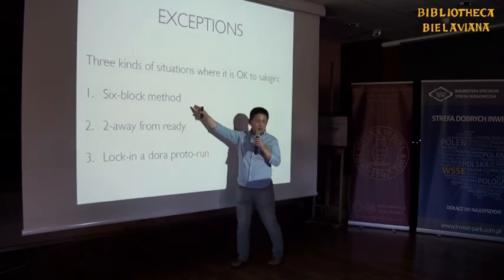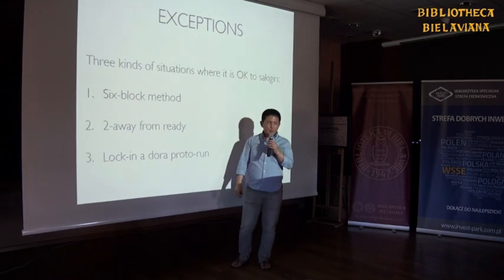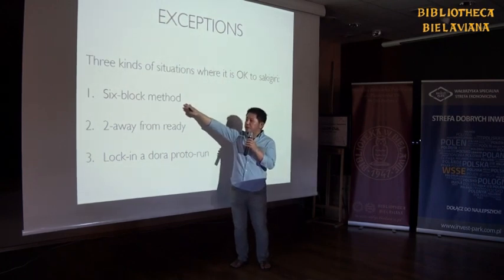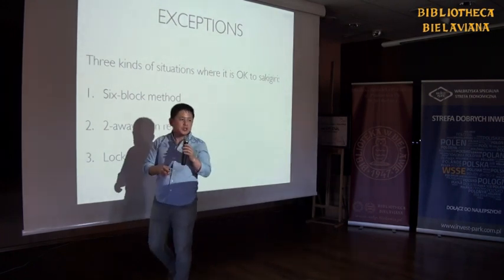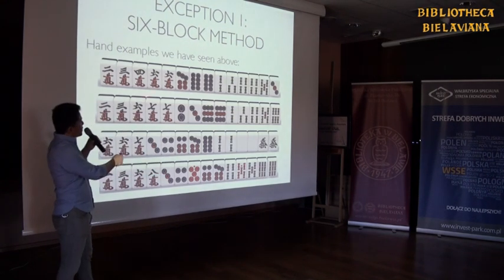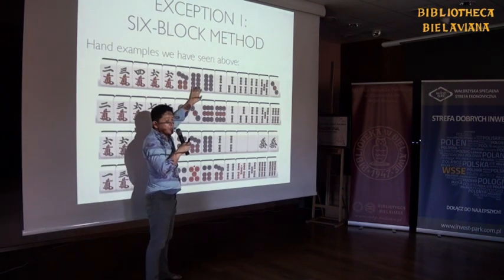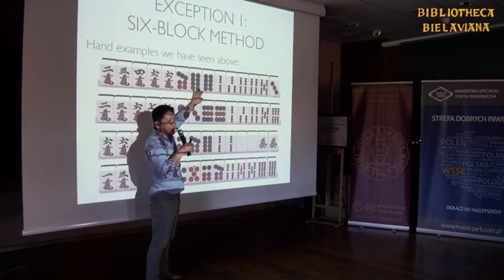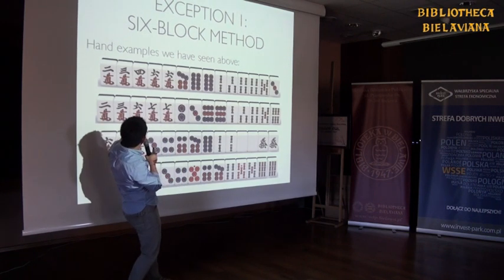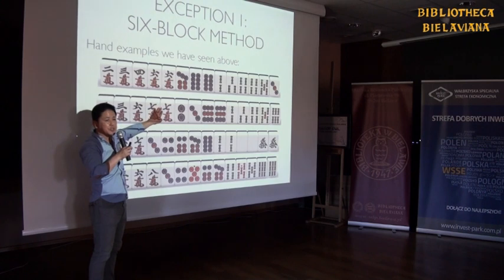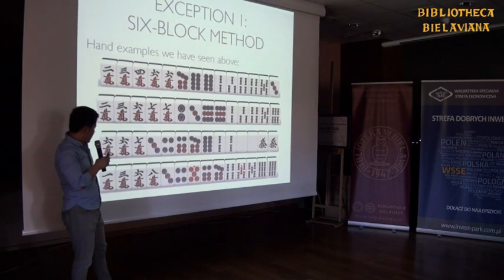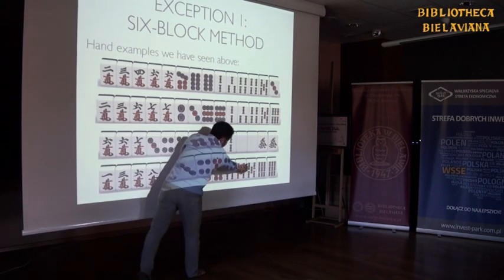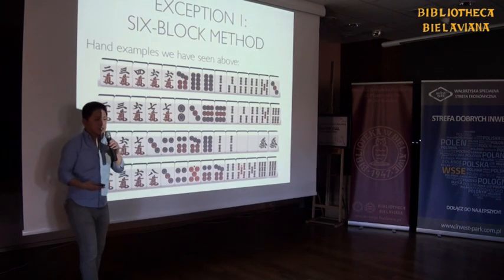So I'm going to talk about 3 exceptional situations where you might want to do sakigiri. The first one is what we have already talked about. The 6-block method involves doing sakigiri, right? These are all examples from before. Discarding 8 to keep the possibility of sanshoku means that you do sakigiri here, right? Discarding 7 to keep all the 6 blocks means you do sakigiri here. Discarding 6 to keep 6 blocks, sakigiri. Discarding 5, sakigiri. So the 6-block method is one exception.